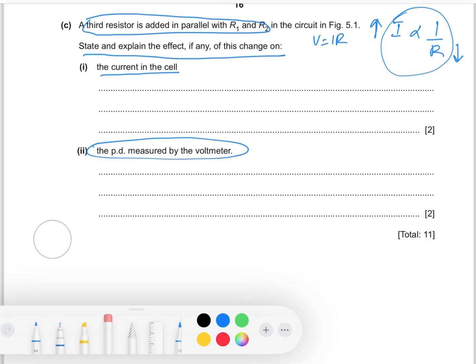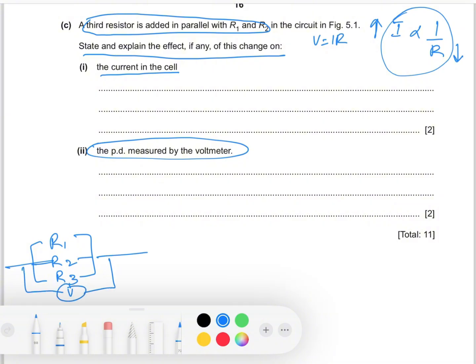So the voltmeter measures the potential difference across these 3 resistors now, right? So we know again, according to Ohm's law, V is equal to IR, where V is proportional to R. If the total resistance in parallel decreases, that means the potential difference across the resistors will also decrease.